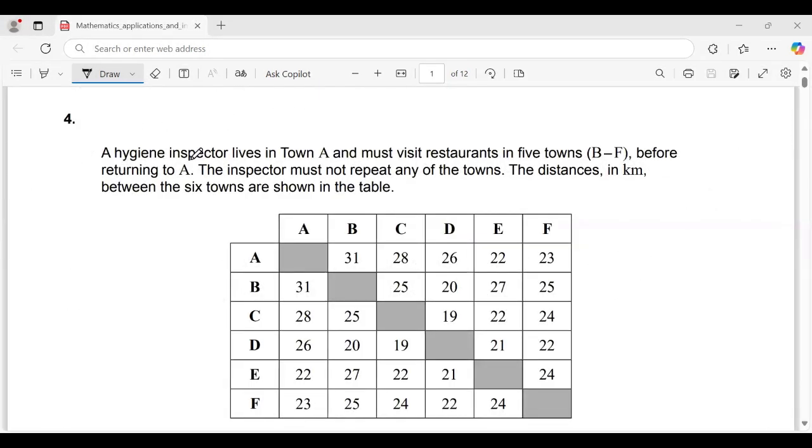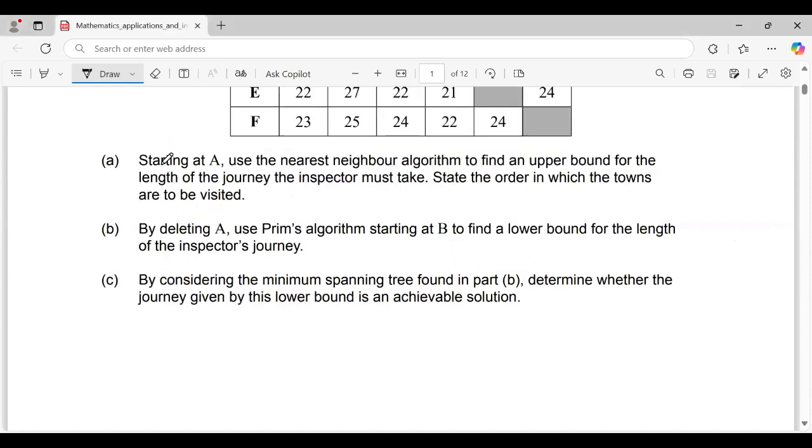Number 4. A hygiene inspector lives in town A and must visit restaurants in 5 towns, B to F. Before returning to A, the inspector must not repeat any of the towns. The distance in kilometers between the 6 towns is shown in this table. Starting at A, use the nearest neighbor algorithm to find an upper bound for the length of the journey the inspector must take. State the order in which the towns are to be visited.